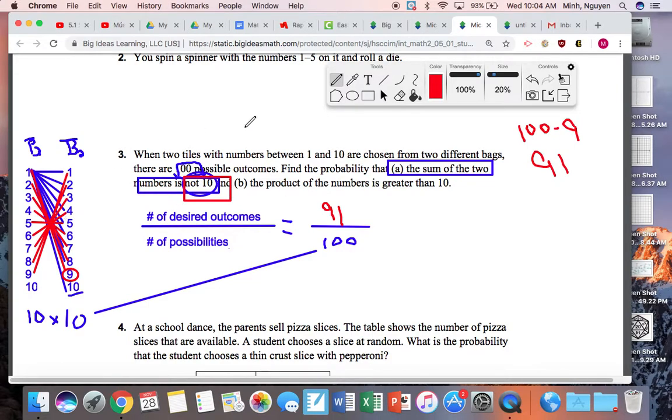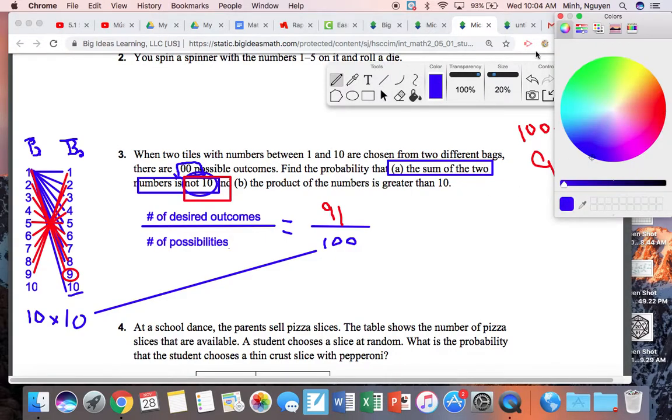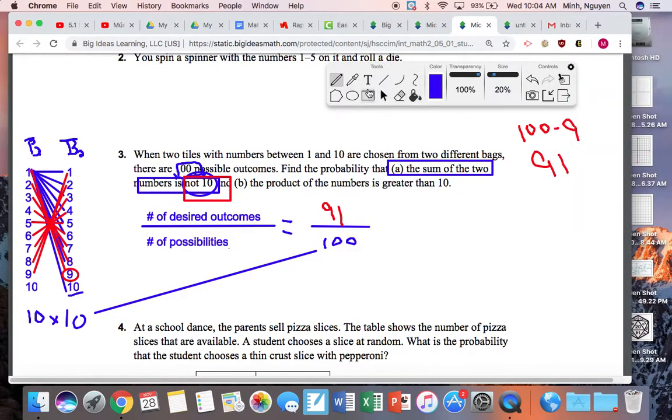And that's my work in the red lines. If you do not want to do that, then you could go ahead and say, okay, well, let's count up the ones that do not add up to 10. So we have 9 here, then we have 9 here, then we have 9 here, and so on and so forth. And then for 10, we have to count all 10 of them because 10 plus any number besides 0 is not going to be 10.